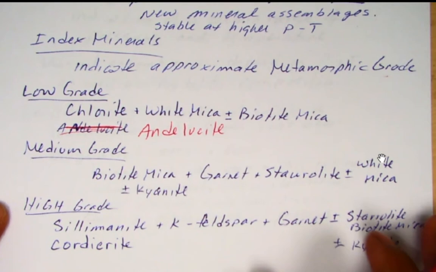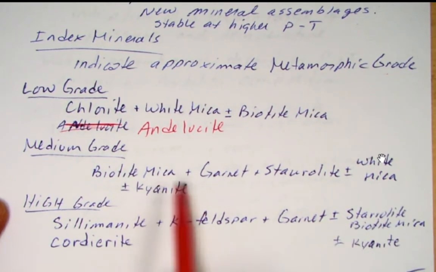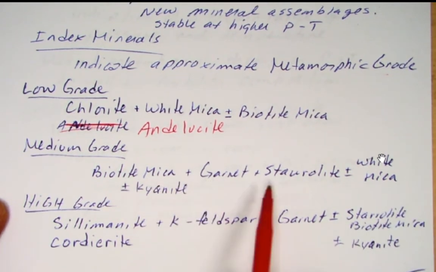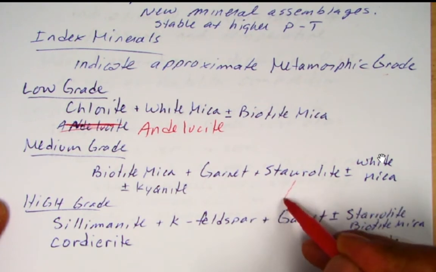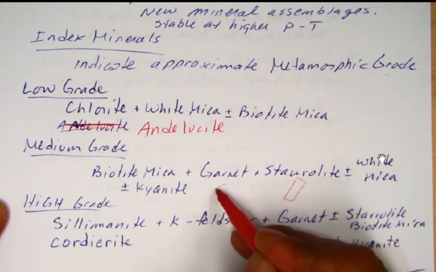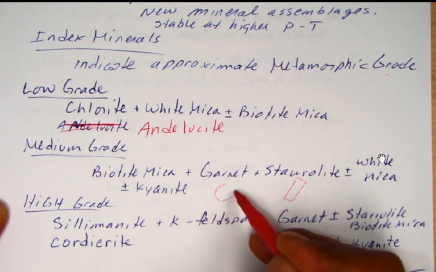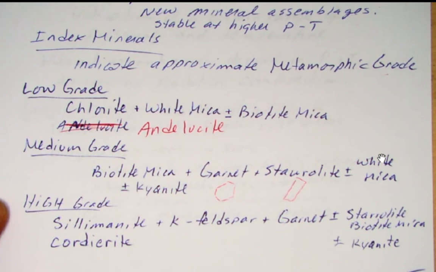Then for medium grade, biotite is an important mineral. You might start seeing some garnets, and a metamorphic mineral called staurolite, which looks like garnet, except it has a longer aspect ratio. Remember, garnets are like little soccer balls that develop, so they're more equant, whereas this would be inequant. And then you might see the white mica. Remember, white mica is muscovite. And then you might see that higher pressure kyanite that forms.